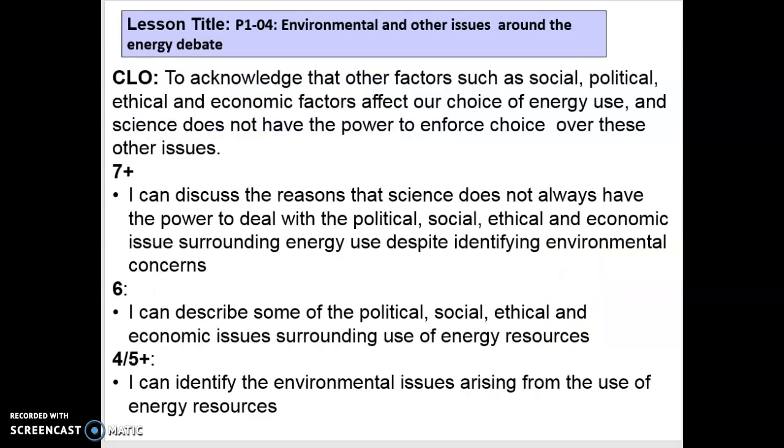Okay, so our targets for today, if we can identify environmental issues, we're working at a level 4-5 here, but if we can describe some of the other issues, then we're beginning to creep up the scale here. Okay, now discuss is an interesting command word, because you've really got to think about positives and negatives, and usually come up with a conclusion as well, and relate it back to the information you've been given.